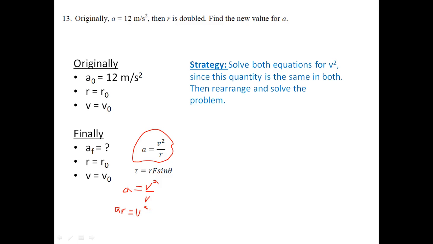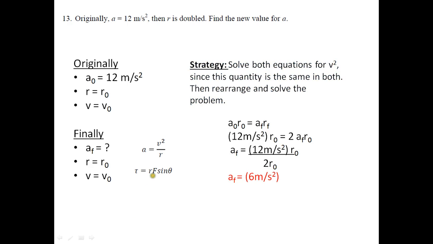That way, we completely eliminate velocity from the equation, because we're solving for velocity. In both cases, it's the same, so we're going to equate the velocities to each other, and that's how we're going to solve. So let's see how this is going to look.